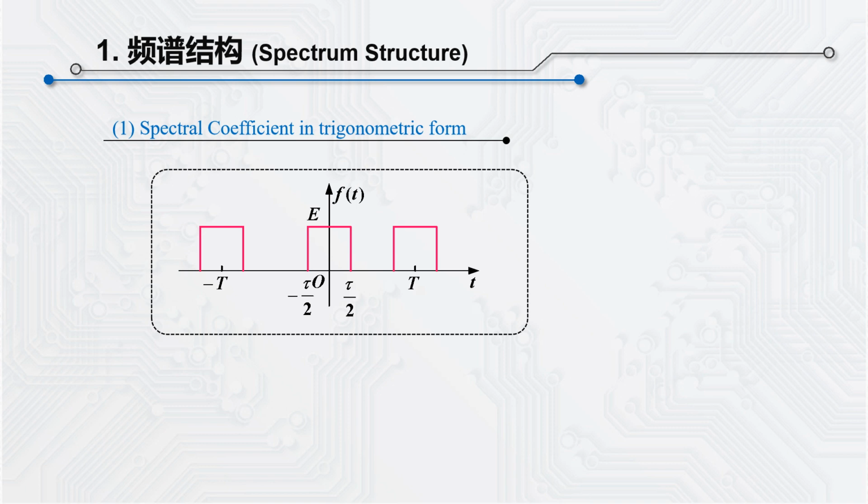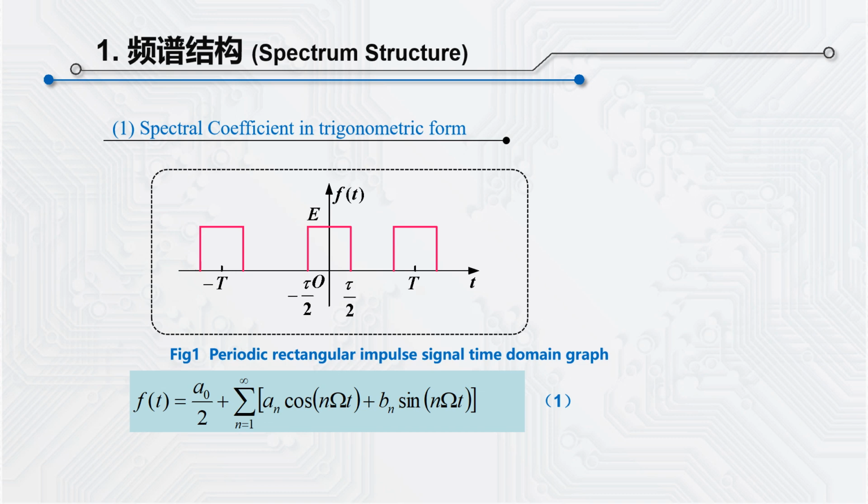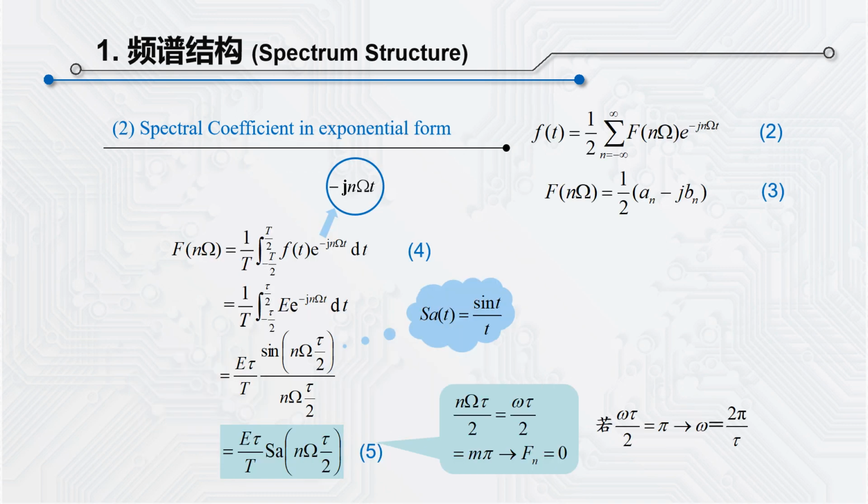Now, let's move on to the spectrum in trigonometric form. According to the formula of spectrum expansion in trigonometric form, f(t) can be expanded into equation 1. Because f(t) is an even function, here Bn is equal to 0. Only the cosine term can appear in the expansion. Let's talk about spectral coefficients in exponential form.